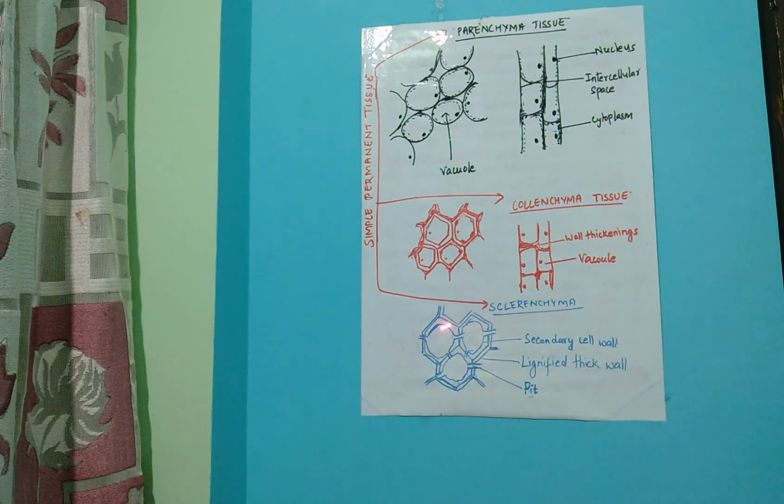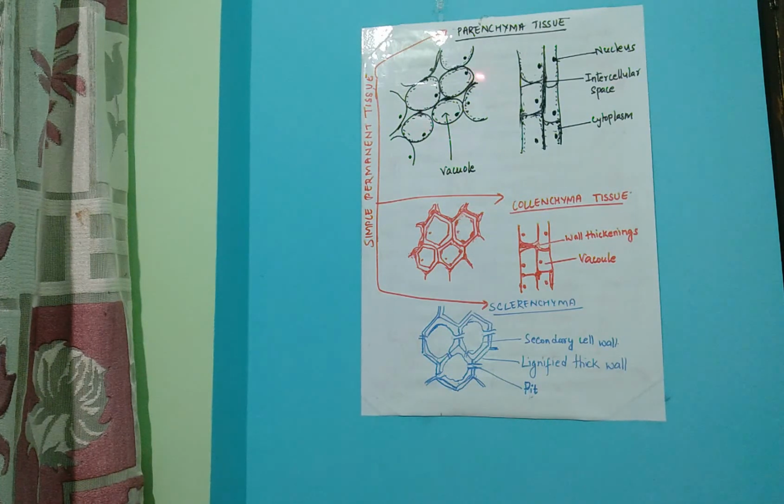And next you see here sclerenchyma. In sclerenchyma, no nucleus is there. That means they are dead cells. And pits are present here, okay, for the transport of food materials or minerals. And what is its function? Its main function is to give mechanical support and also help in conduction of water and minerals.